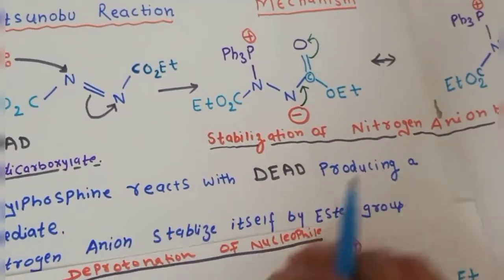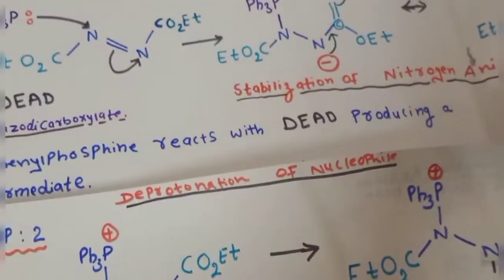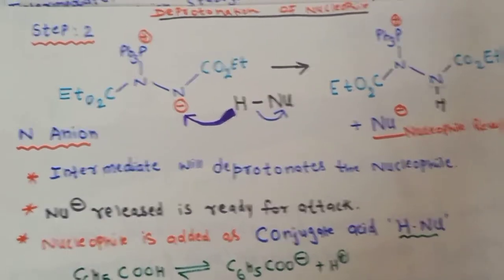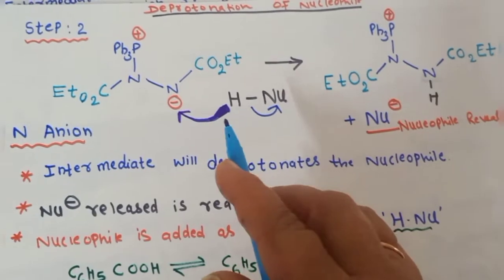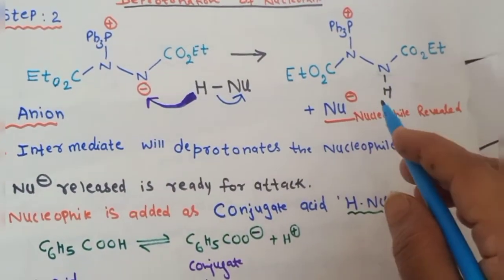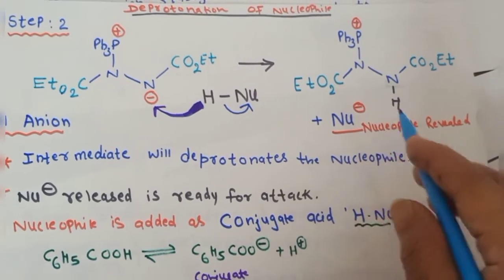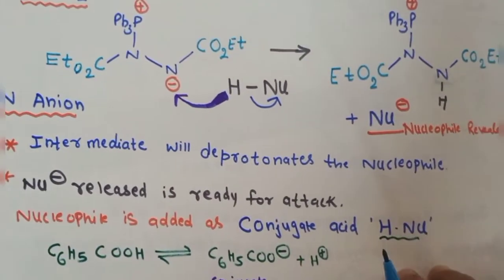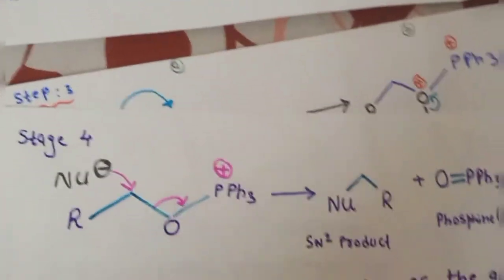So what is the second step? The second step will be the deprotonation of the nucleophile. Here the H will get attached to this nitrogen, and we will have our nucleophile released for the attack in the fourth step. So in the third step, what will happen?